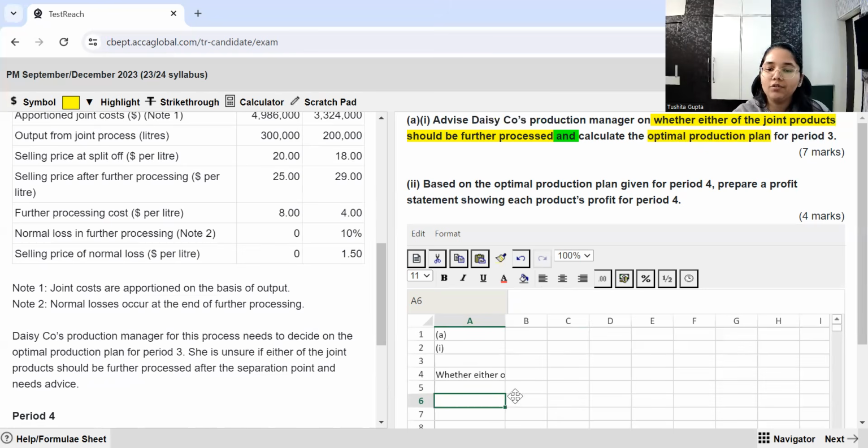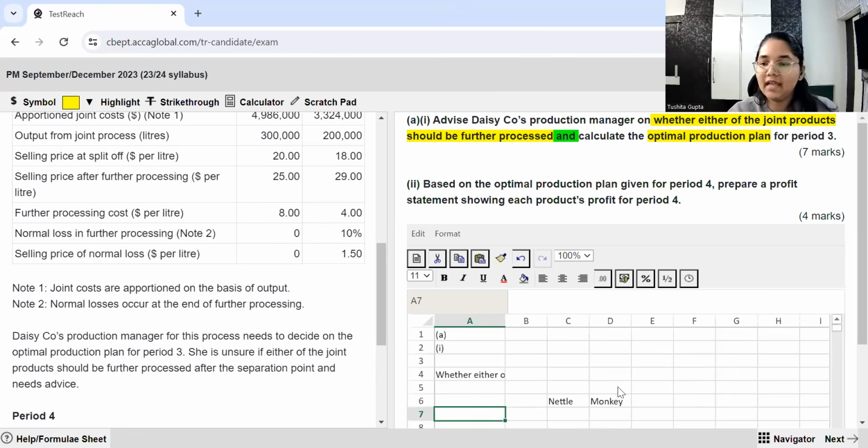So let's get on to this. First of all, let me label this over here. This is for Nettle and this is for Monkey. So at present, if we sell our goods, which is N and M, at the normal price after not processing them further, how much will our revenue be is what we are going to calculate first.